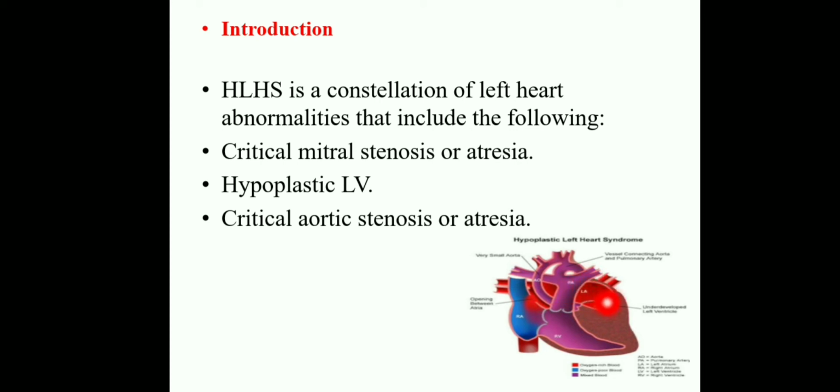At the same time a hypoplastic left ventricle is there. Look at this image: there is underdevelopment of the left ventricle. See the outline of the heart, the left side, where there is an abnormality. Then there is critical aortic stenosis and or atresia. Sometimes the aorta has atresia, and it also has narrowing, stenosis. This is about the introduction.